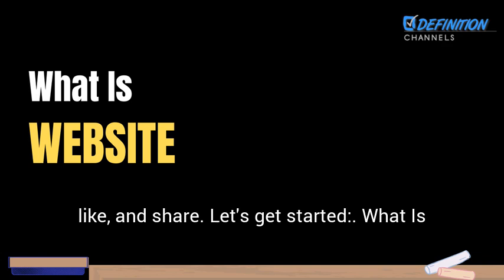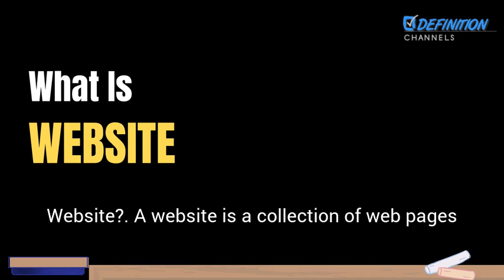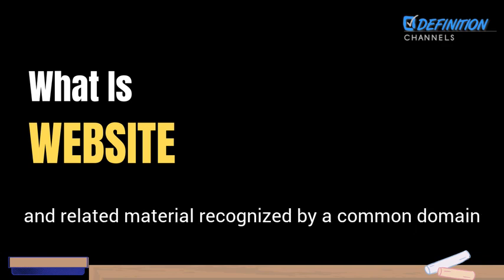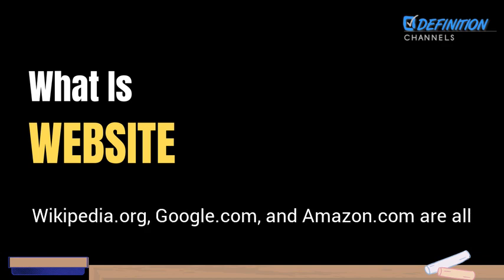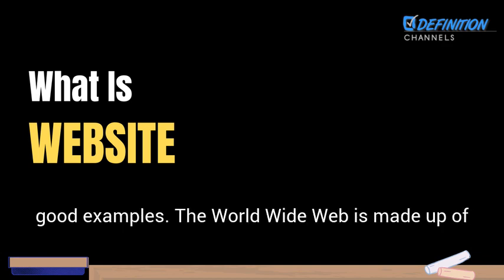Let's get started. What is a website? A website is a collection of web pages and related material recognized by a common domain name and hosted on at least one web server. Wikipedia.org, Google.com, and Amazon.com are all good examples.